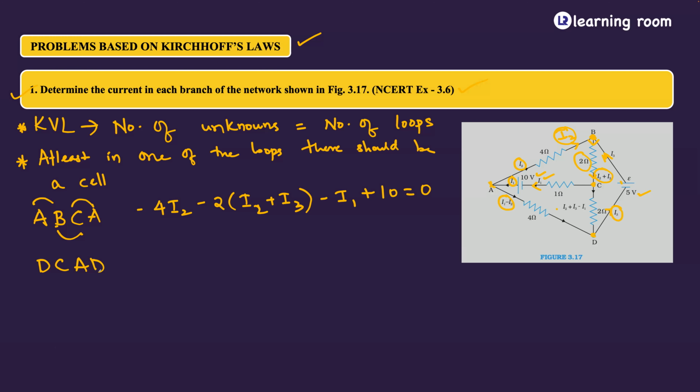So when I go from A to B, look at the way I'm moving. How am I moving? I'm moving in the direction of current. So in the direction of current, minus. When I go from B to C, I'm moving in the direction of current. So that is the minus. Understood? Whereas across the cell, I'm moving from lower to higher potential. That is why there is a plus. Now, can you try? Use the same logic for DCAD.